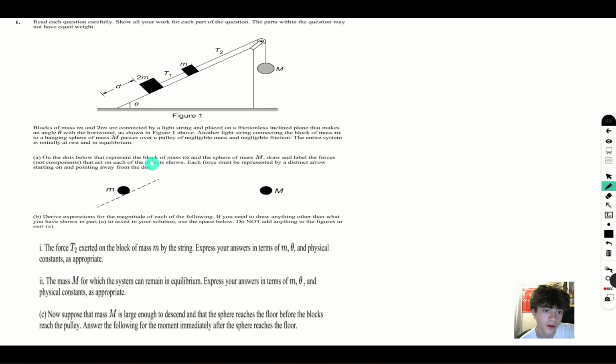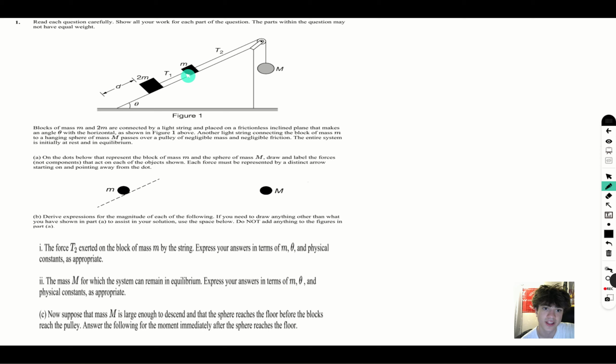On the dots below that represent the block of mass m and the sphere of mass big M, draw and label the forces, not components, that act on each of the objects shown. Each force must be represented by a distinct arrow starting on and pointing away from the dot.